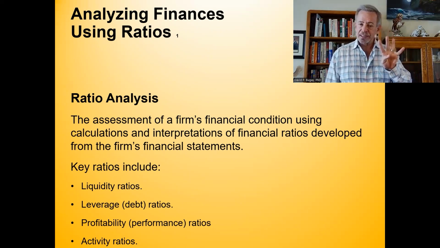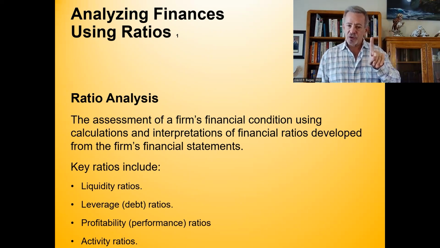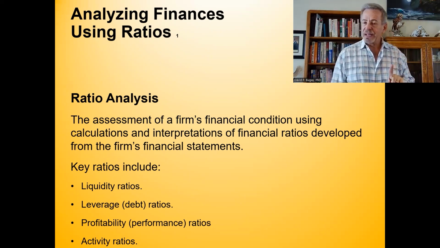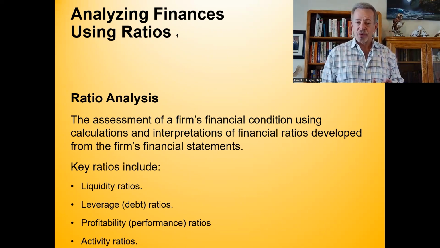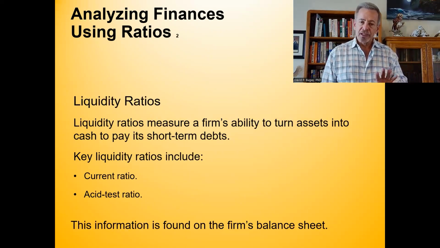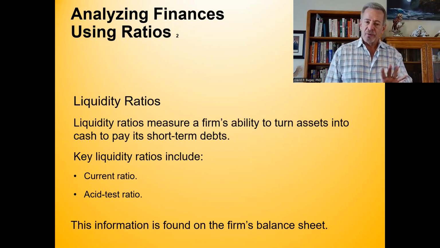There's four kinds of key ratios. The first one is called liquidity. You already have an idea of what liquidity means. It means how much fast cash your organization has. Leverage, which is all about debt. Profitability, in other words, how much money you're making and how much turnover you have. And the activity ratios is the turn that you have on the inventory. So we'll talk about them individually right now.